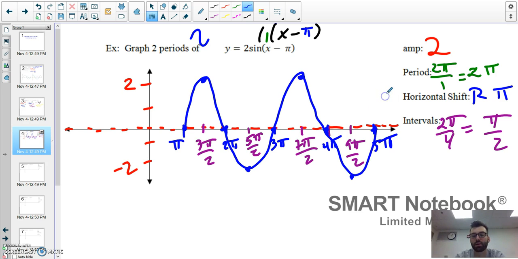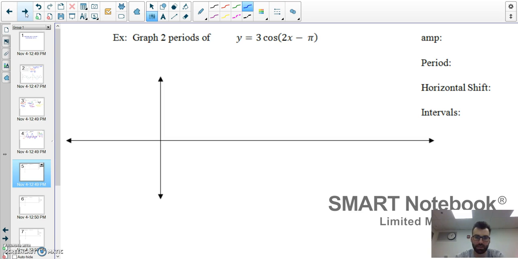Oh, see, at the end it always tails off. Alright, so that's about what you should have. Okay. There. How about that? That's pretty neat. Isn't it neat? I think it's pretty neat. Okay, so let's try graphing 2 periods here.